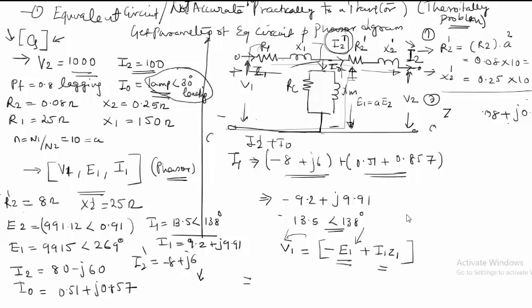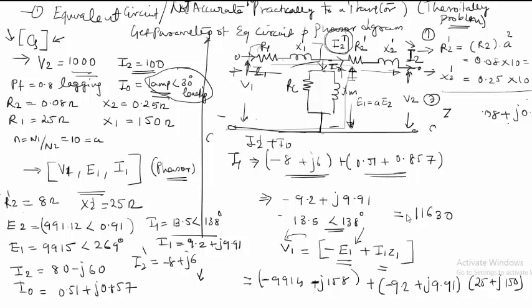So if you are solving that, the full equation can be written as 9914 plus j158, which is the value of, or minus sign here, E1, and plus minus 9.2 plus j9.91 into 25 plus j150. So this is equal to, which comes up to minus 11630 minus j1785. So this comes close to 11766, making an angle of 188.72 degrees.